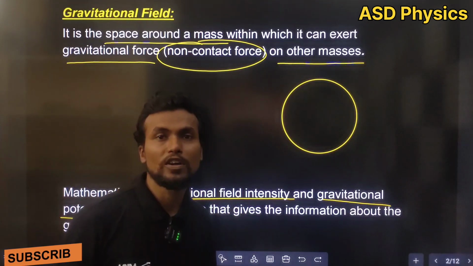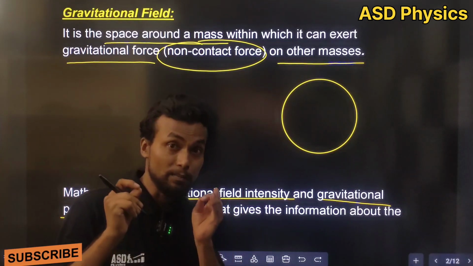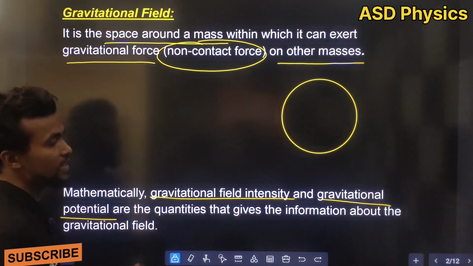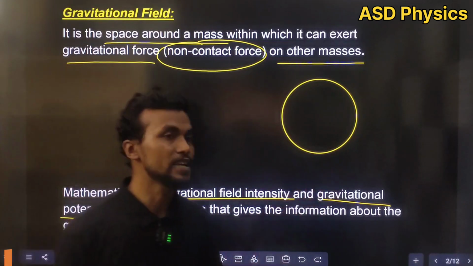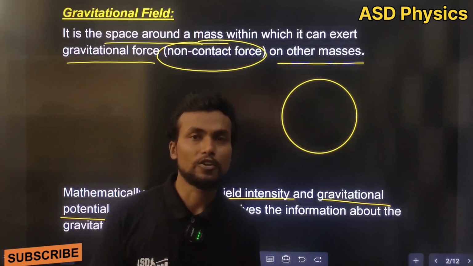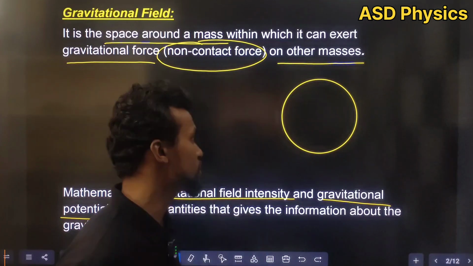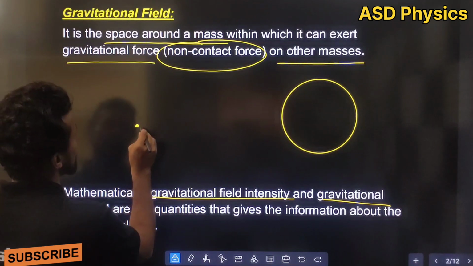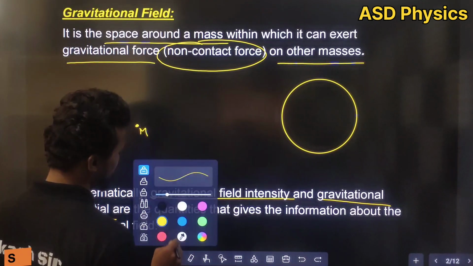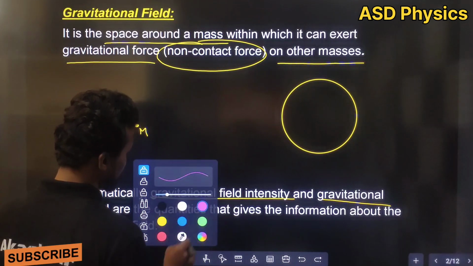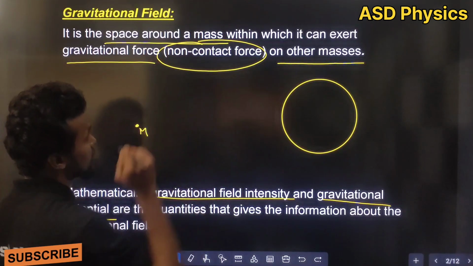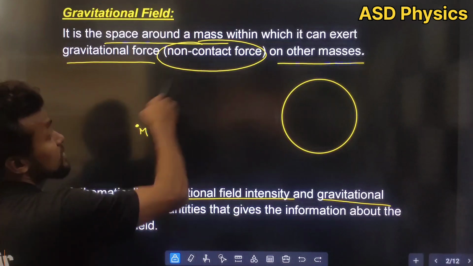So first let me draw the gravitational field, and the physical quantities we will take mathematically. One is the gravitational field intensity, which is a vector quantity, and the other is gravitational potential, which is a scalar quantity, that we will see in the next video. Let's take for example one point mass, M. Now the space around this mass M, if we put some other mass there, what will happen? It will experience an attractive force.